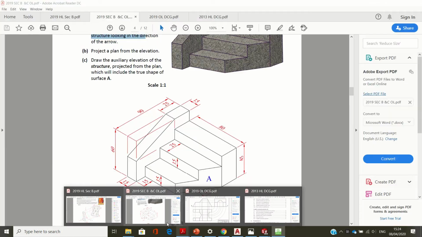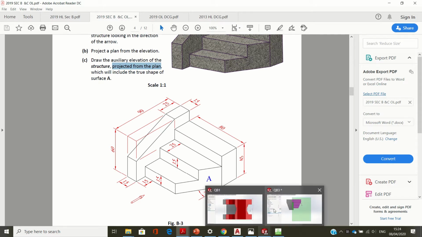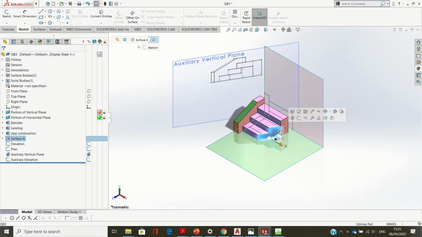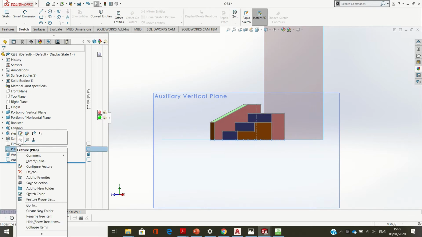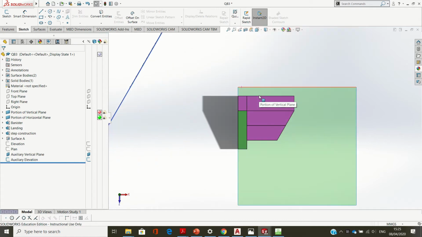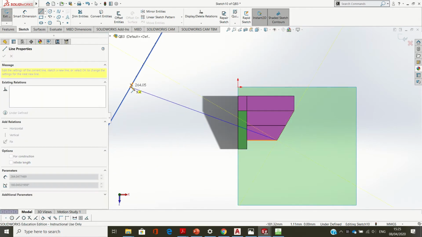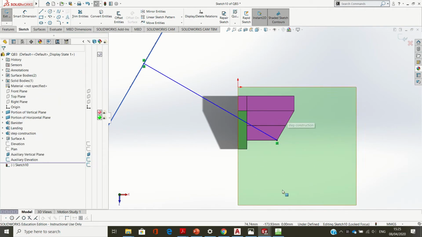The next part of the question: we have to draw an auxiliary elevation of the structure projected from the plan, which will include the true shape of surface A. So we need to look perpendicular to this surface A. When we look perpendicular to surface A, we're going to see the true shape of surface A. It's going to be projected from plan, and the heights remain the same as in elevation. The projection lines from plan have to make a right angle with the edge of the surface, a 90-degree angle. So I'm going to start by doing all my projection lines.